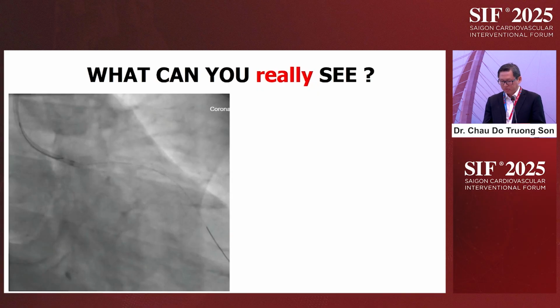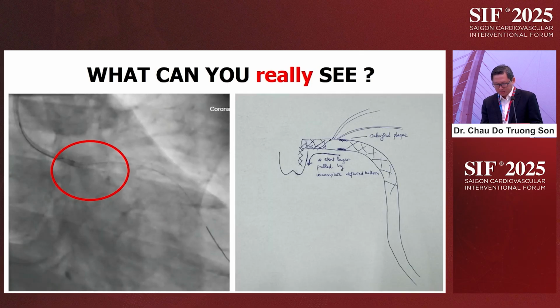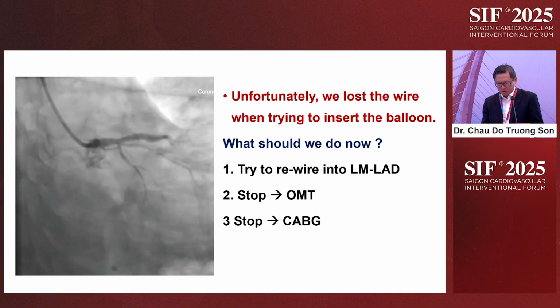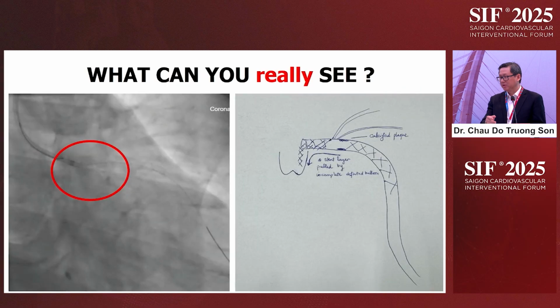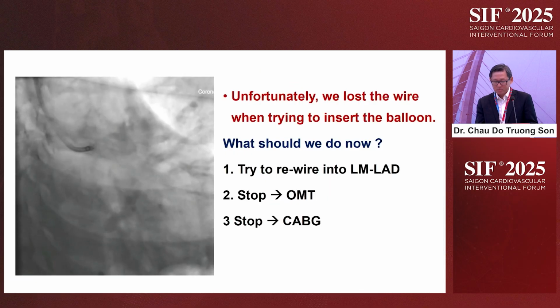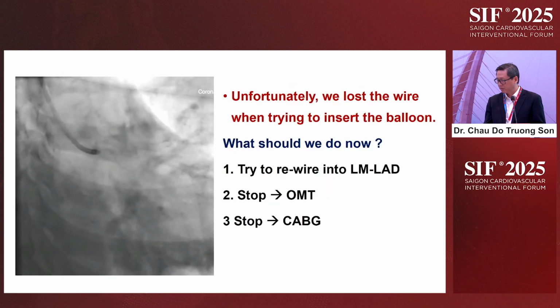And at this point, we try to see without contrast, and we put the catheter back out of the ostium. And then we think that we pulled out the stent. We can see we pulled the stent out of the ostium, so it has come into the aorta. This is what we see, what we think. And at this point, unfortunately, we lost the wire.